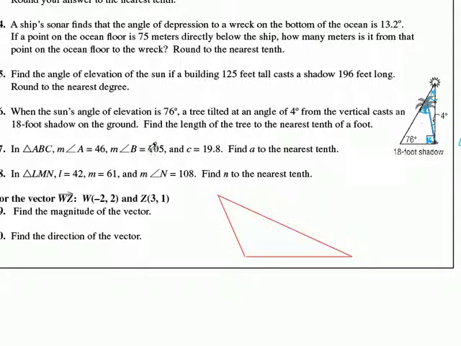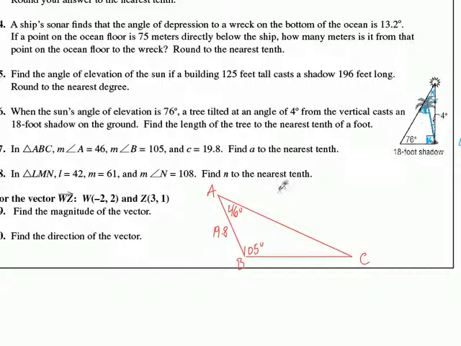It doesn't matter how you draw the triangle, but you see 105, so you might as well, and that's going to be B, correct? And then angle A is 46. We'll call this A, that's 46 degrees, and this has got to be C. So side C is 19.8, so this one is 19.8, and I believe that's everything.